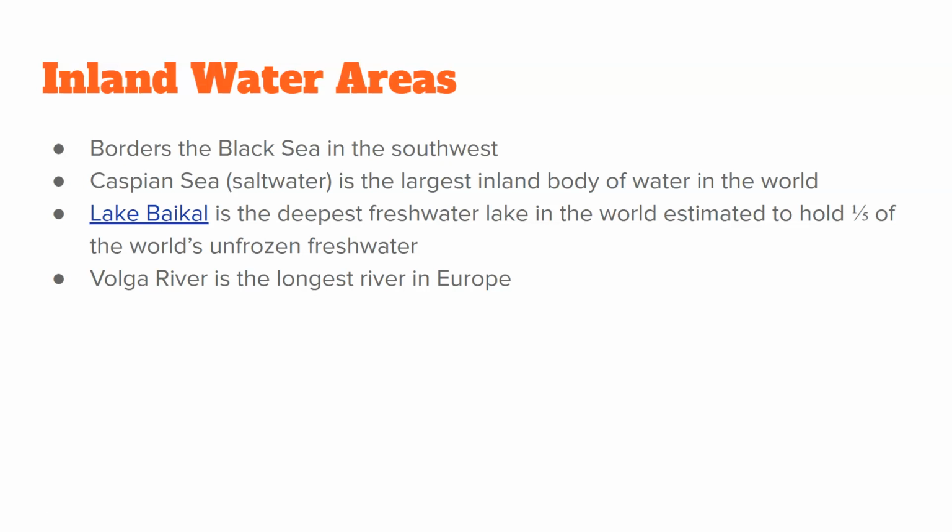So between the Caspian Sea and Lake Baikal, there are a lot of inland waterways here. It's believed that Lake Baikal holds about 20%, about one fifth, of the world's unfrozen fresh water, so it's really important. And then the Volga River is our longest river in Europe. This one's going to be really important for transportation as well as irrigation.